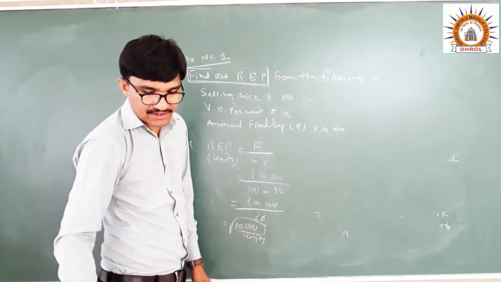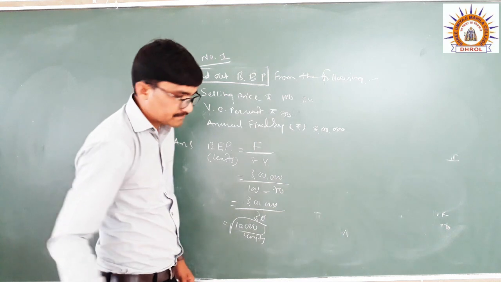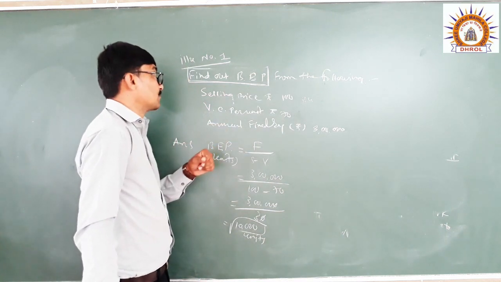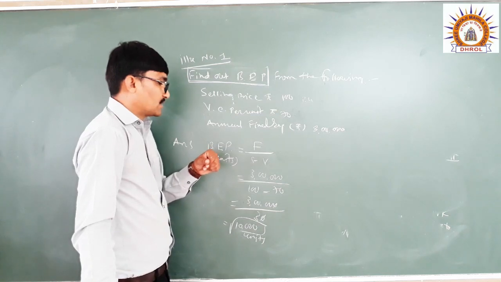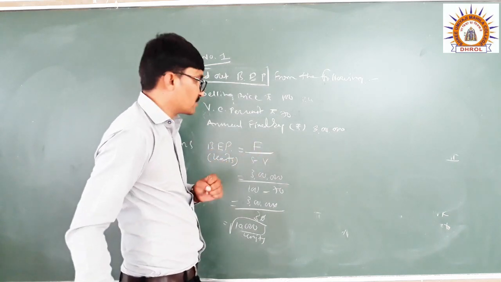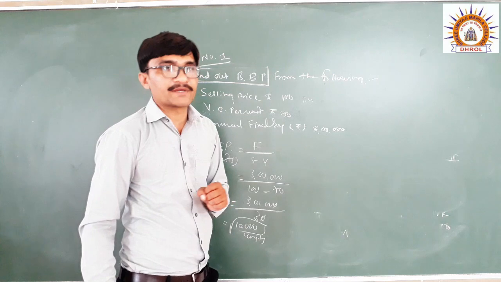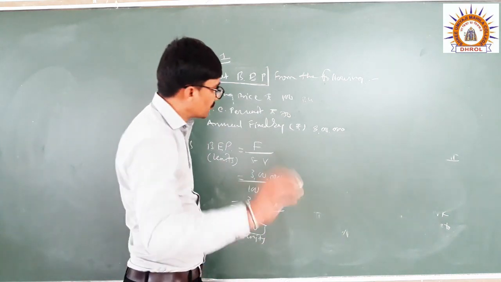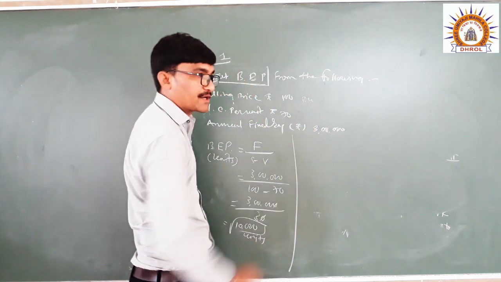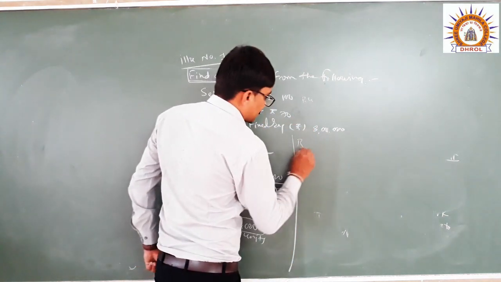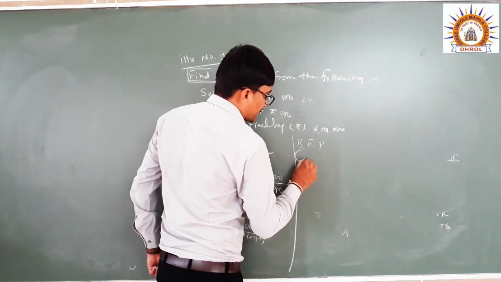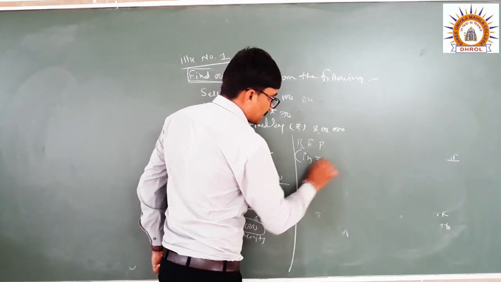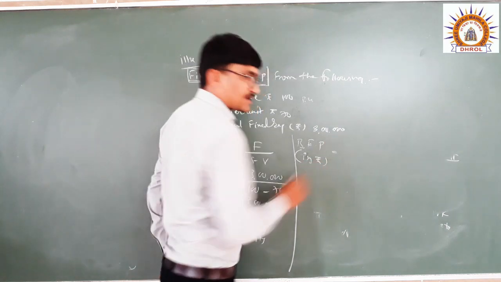Then next is illustration number 2. But before we switch over to illustration number 2, suppose I want to calculate the break-even point in terms of rupees. Break-even point in terms of rupees. So it is possible to calculate here, right? So see, break-even point in terms of rupees, right? So what is the formula?